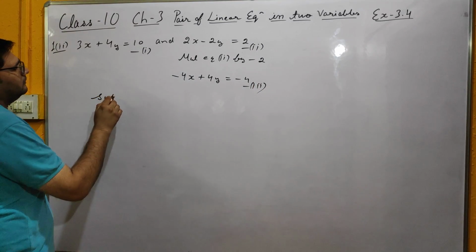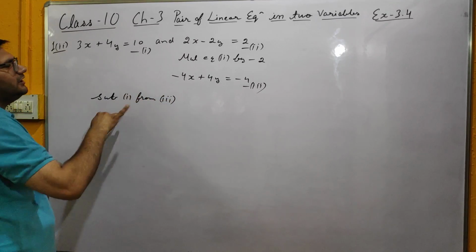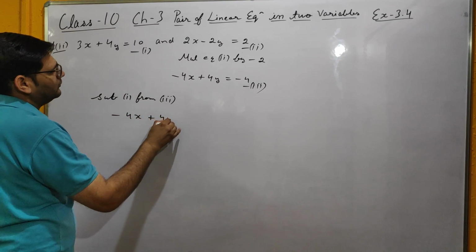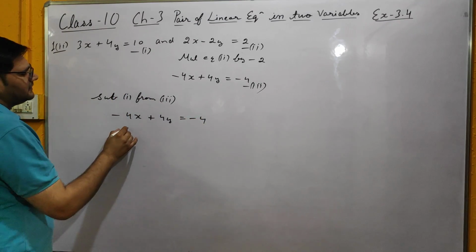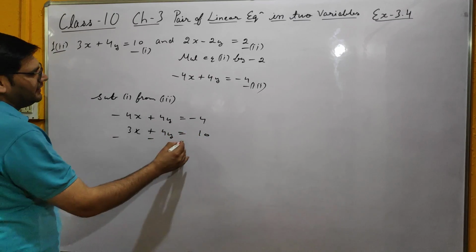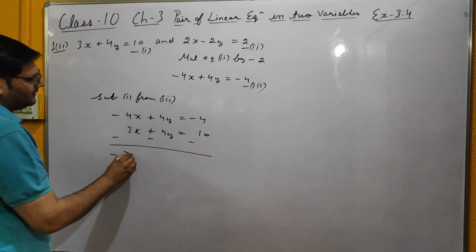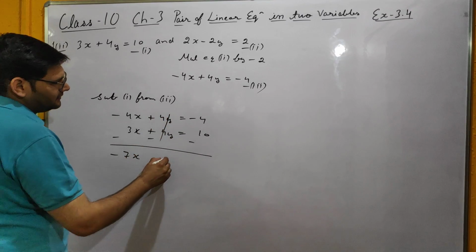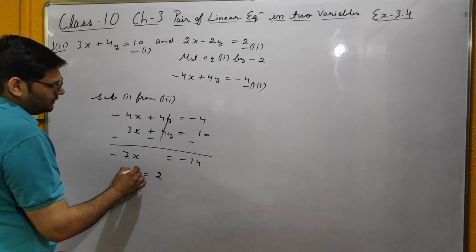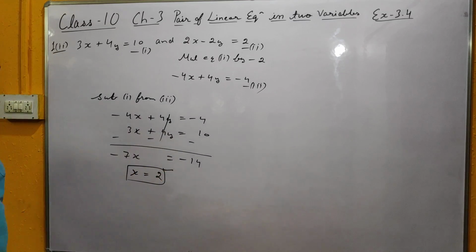Subtract 1 from 3 or 3 from 1. It's your wish. So minus 4x plus 4y equals minus 4, and this is 3x plus 4y equals 10. Minus, minus, minus. So what will it be? Minus 7x, and here it is cancelled. It is minus 14. Then x equals 2. The value of x will be 2. 7 2s are 14.